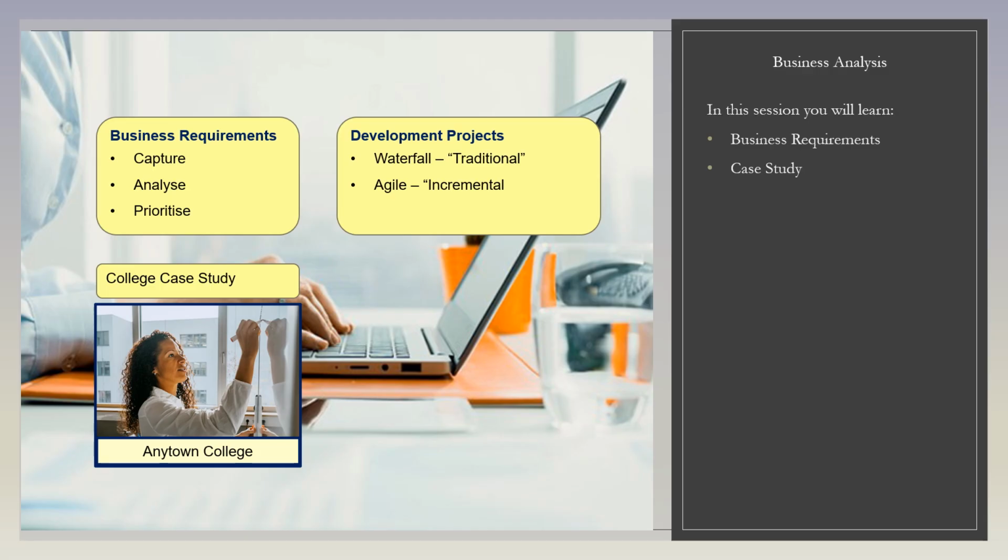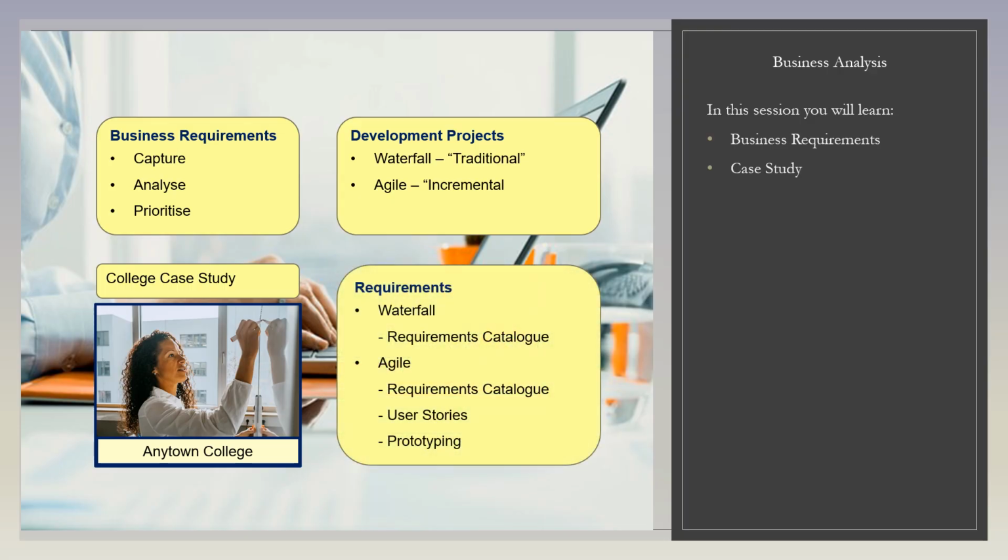In waterfall style projects, requirements are recorded in a requirements catalogue, and that is then used to produce a fairly formal, structured specification of requirements before systems development. In agile projects, requirements are also recorded in a requirements catalogue, but maybe in less detail. These are then translated into what are called user stories that reflect user requirements and are fleshed out further using prototyping techniques.